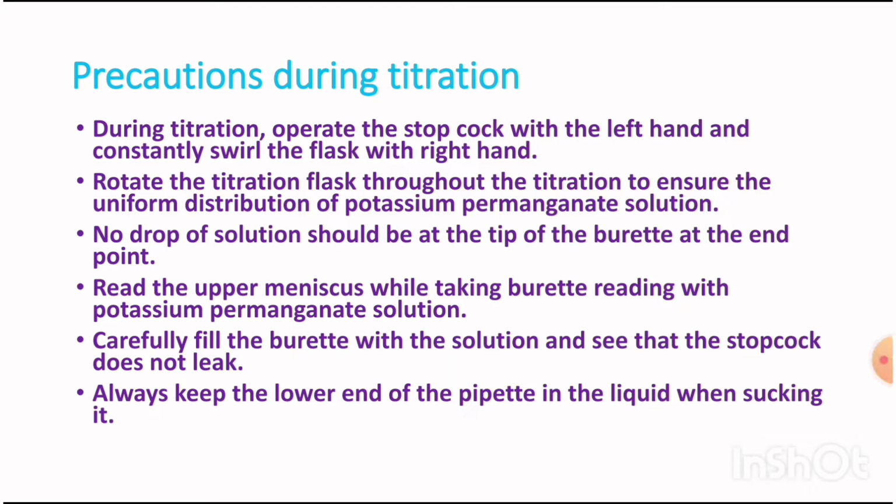Precautions during titration. During titration, operate the stopcock with the left hand and constantly swirl the flask with the right hand. Rotate the titration flask throughout the titration to ensure uniform distribution of potassium permanganate solution. No drop of solution should be at the tip of the burette at the end point. Read the upper meniscus while taking the burette reading with potassium permanganate solution. Carefully fill the burette with the solution and see that the stopcock does not leak. Always keep the lower end of the pipette in the liquid when sucking it.